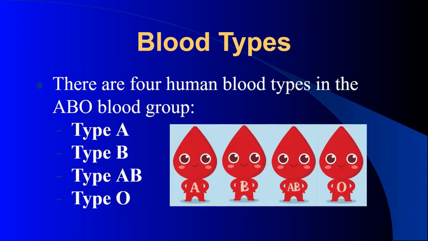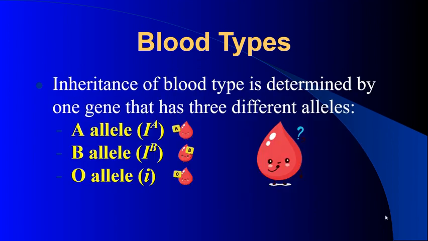There are four human blood types in the ABO blood group. There's type A, type B, type AB, and type O. Inheritance of blood type is determined by one gene that has three different alleles. There is the A allele, the B allele, and the O allele.